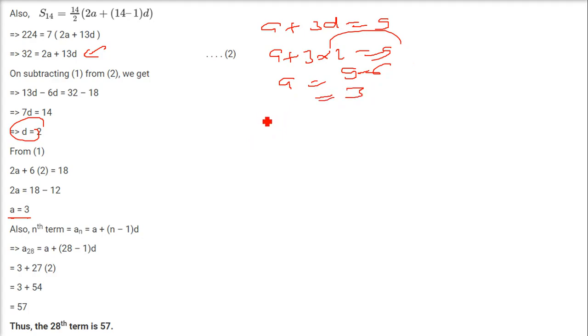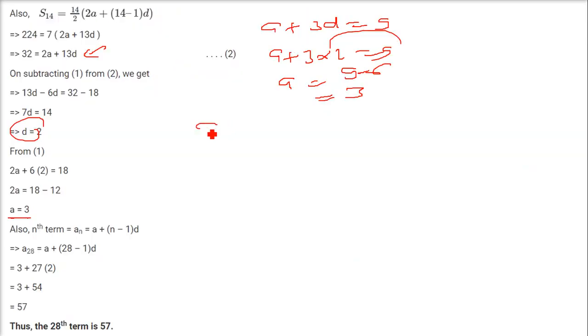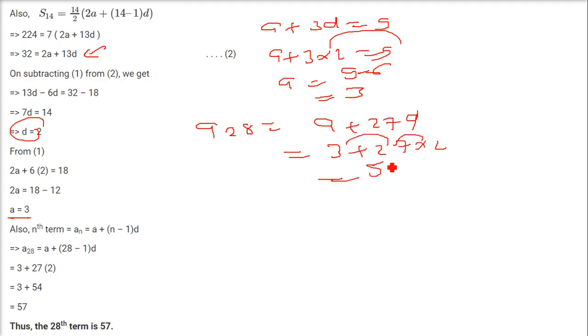In order to find the 28th term, because the question is asking about the 28th term, a28 will be a plus 27d. A is 3, 27 into 2 is 54, 54 plus 3 is 57. So a28 is 57.